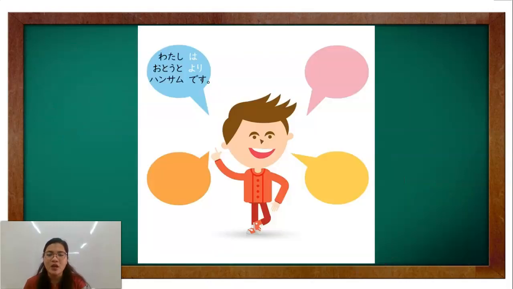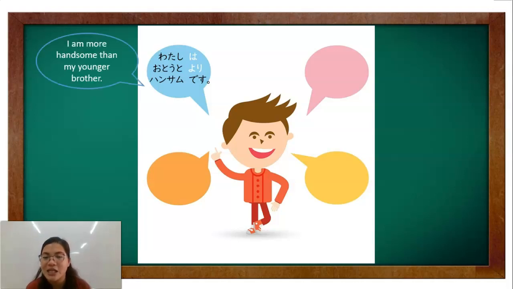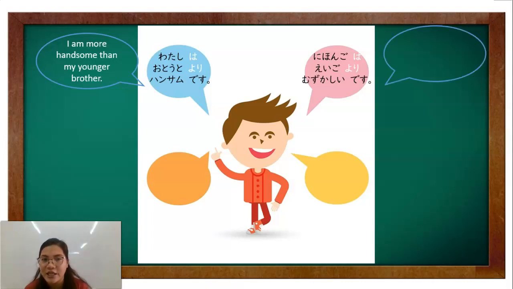Another. Watashi wa ototo yori handsome desu. That means, I am more handsome than my younger brother. Next. Nihongo wa eigo yori muzukashii desu. That means, Japanese is more difficult than English. Okay? Next.